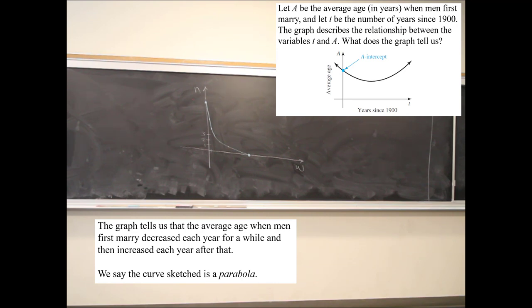Anyway, the graph tells us, okay, we've already killed that to death. The general shape is also parabolic. That's another fancy math word. So it's got this U shape. We also call it a parabolic shape.